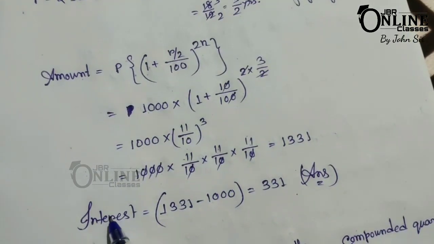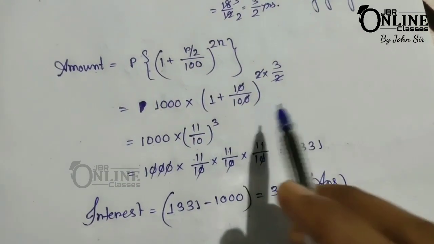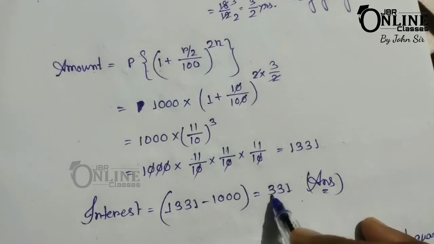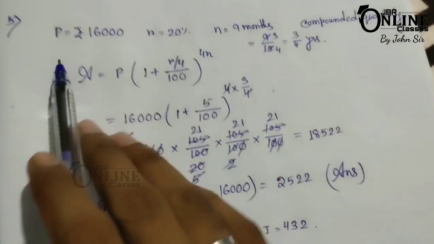Now you have to find out the interest. To find out the interest, just subtract the principal from the amount, and that equals 331. So 331 is the interest. Now the next one, sum number 5.